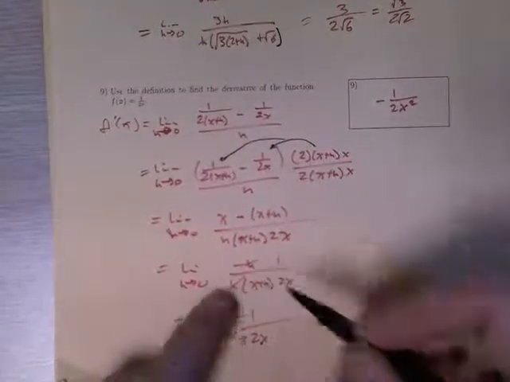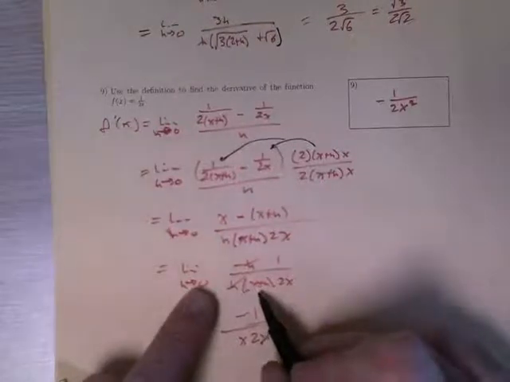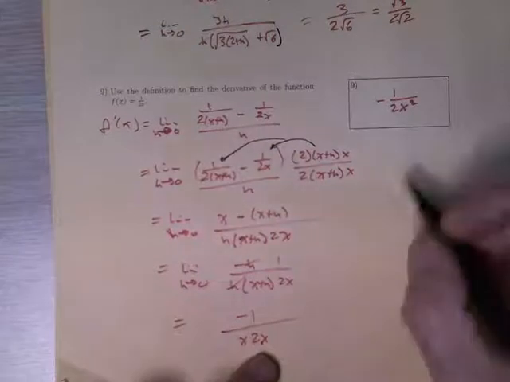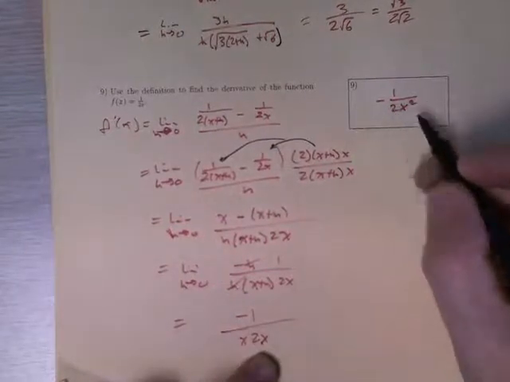Now that you've canceled out the 0 over 0, plug the h back in. You got a minus 1 on the top, you got an x plus 0, and a 2x. So the denominator looks like 2x squared. So minus 1 over 2x squared.